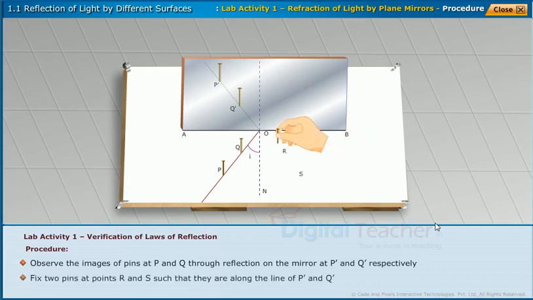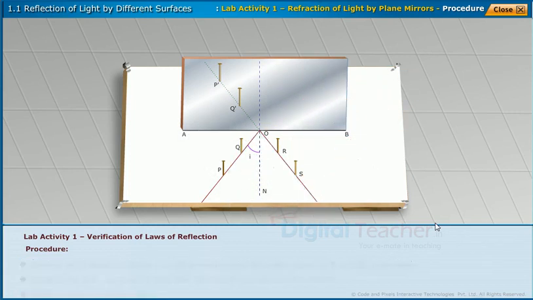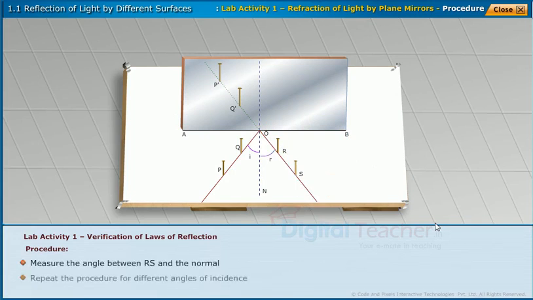Fix two pins at points R and S such that they are along the line of P' and Q'. Draw a line to connect R and S. Measure the angle between RS and the normal. Repeat the procedure for different angles of incidence. Measure their corresponding angles of reflection.